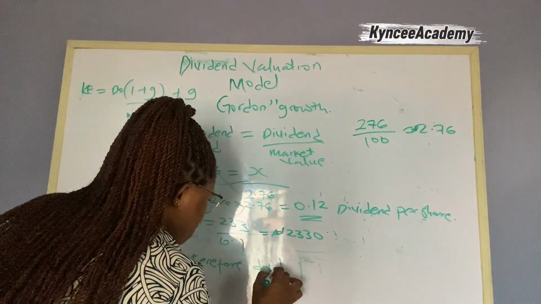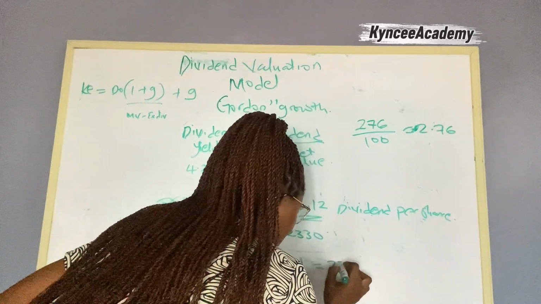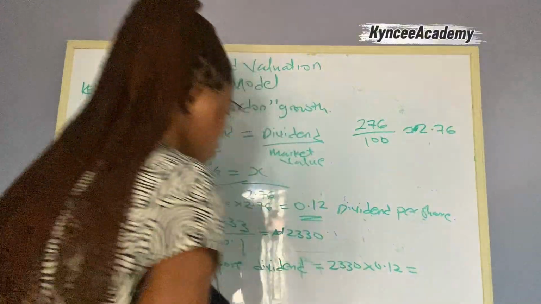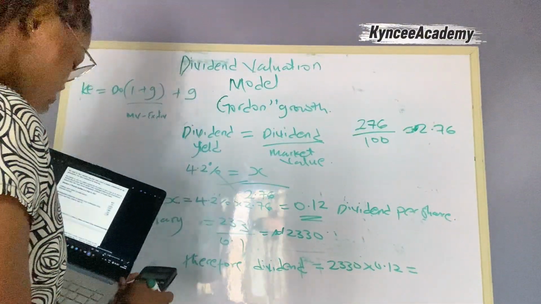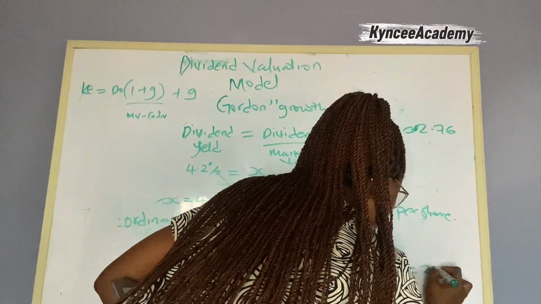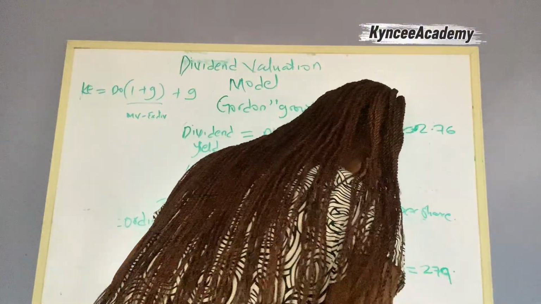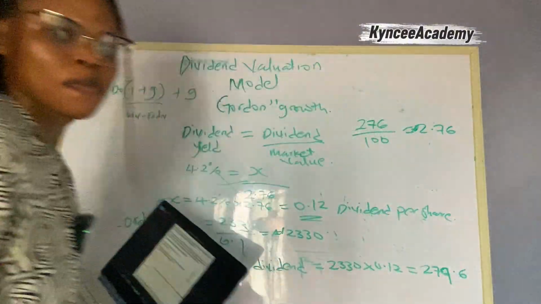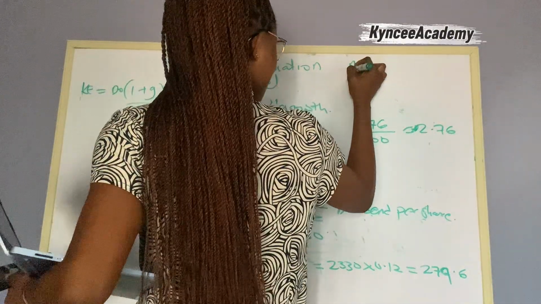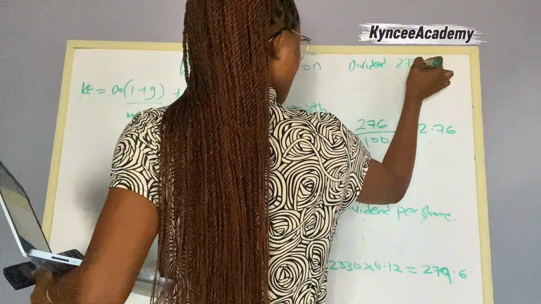So therefore dividend is equal to 23 times 0.12, sorry, it will be 0.12 times 2330. It will give us 279.6. So 279.6, that's our dividend. Please, I want to keep it here, dividend, because we still need it later.